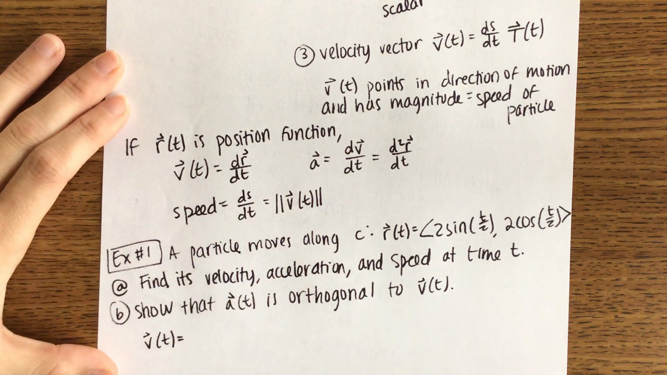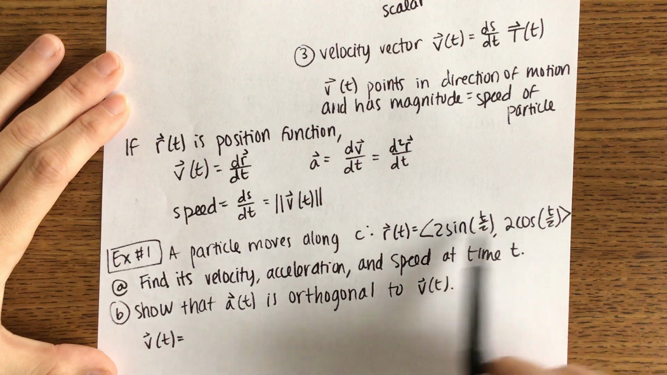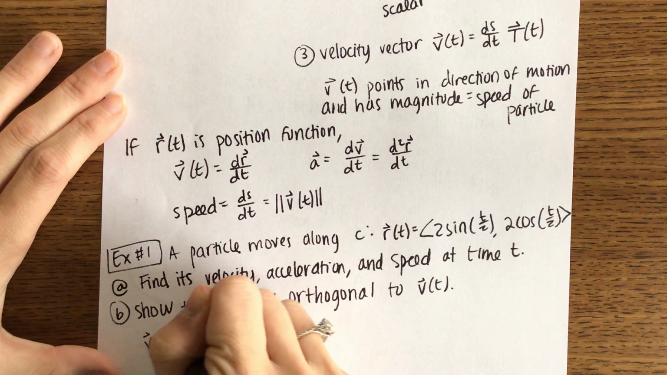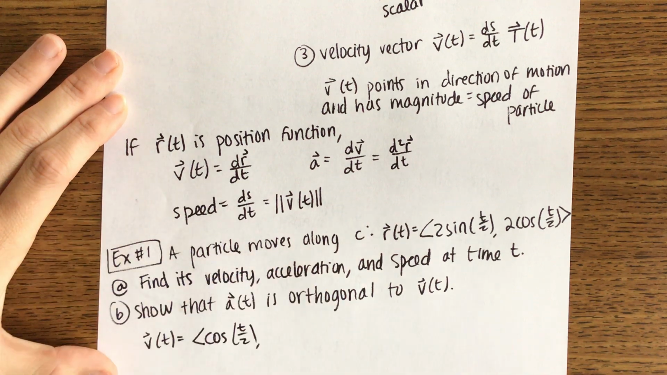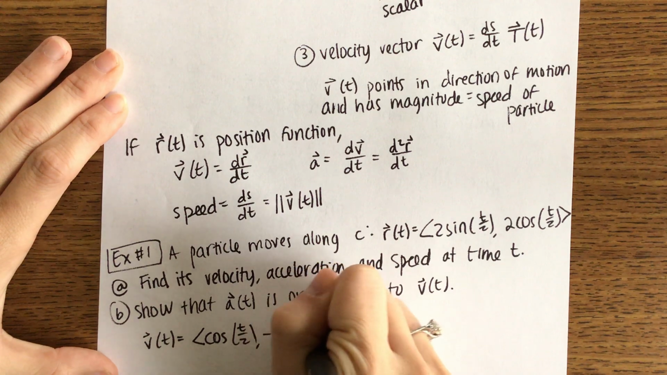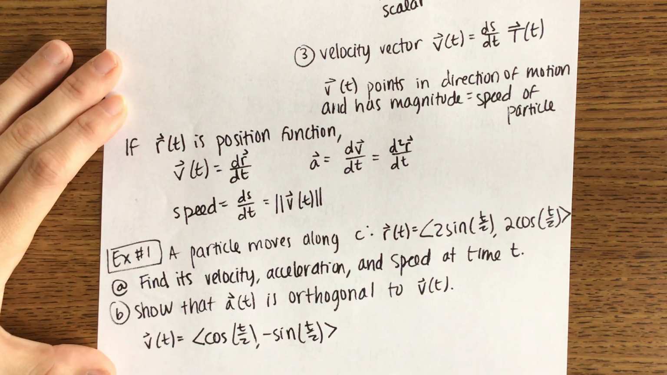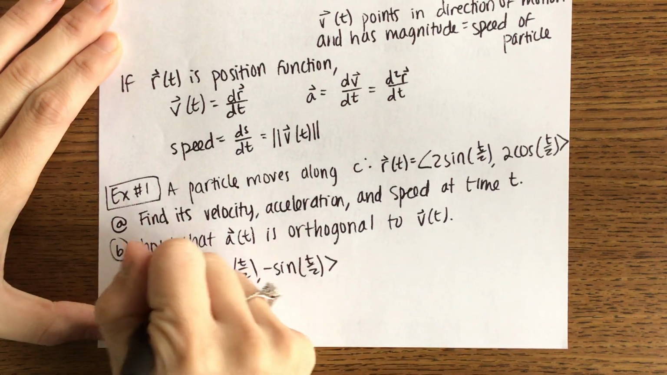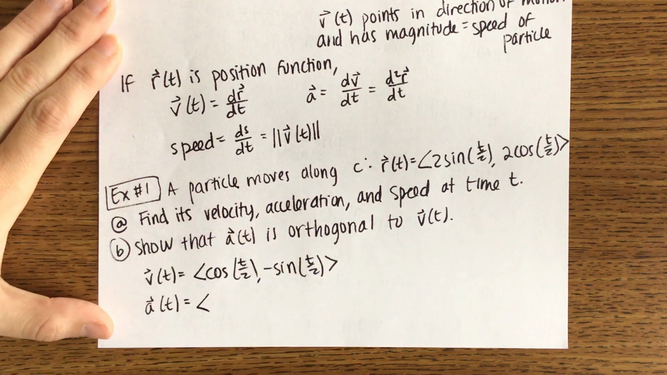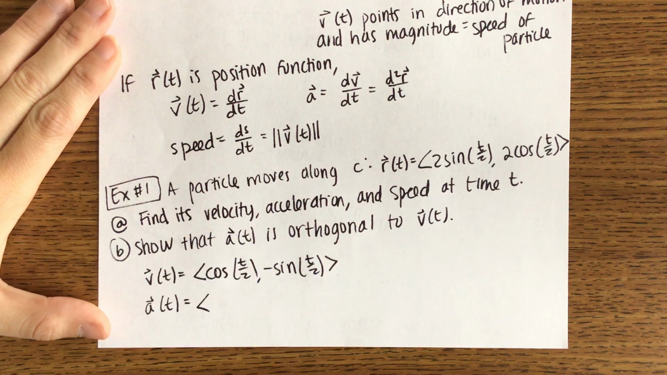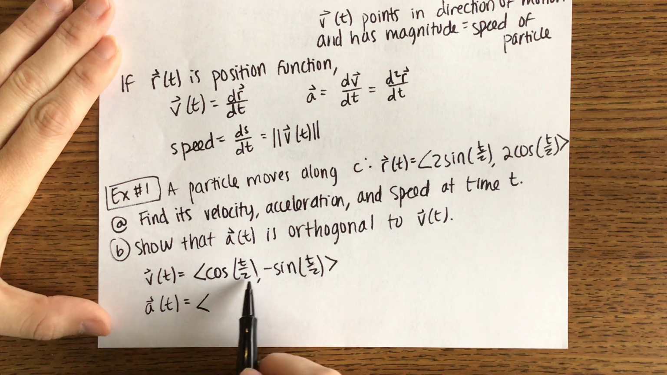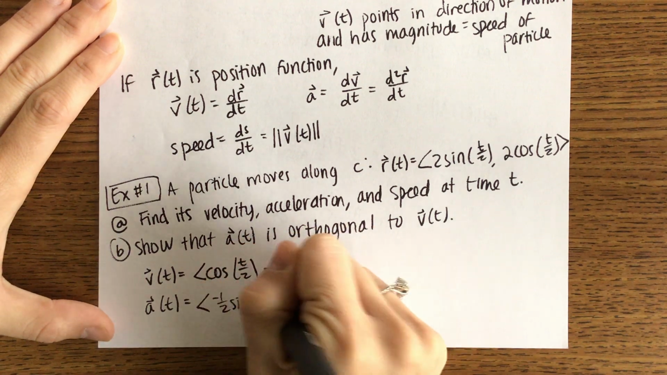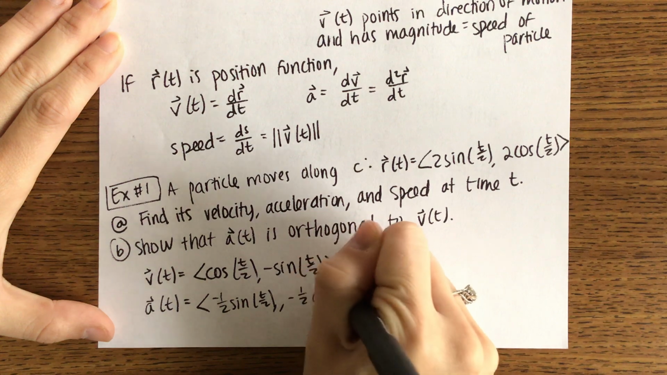Our velocity vector is going to be when we take the derivative of the position function. So take the derivative here by the chain rule, you're going to end up with a 1/2. So we get cosine t/2, and then negative sine t/2. Acceleration is when we take the derivative of velocity, which is the second derivative of the position function. Again, you're going to have the chain rule here with that 1/2, so we get negative 1/2 sine of t/2, and then negative 1/2 cosine of t/2.